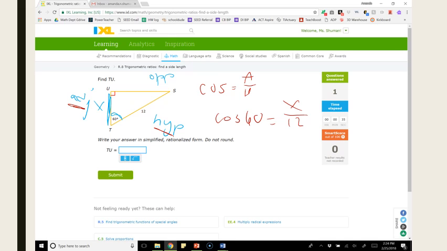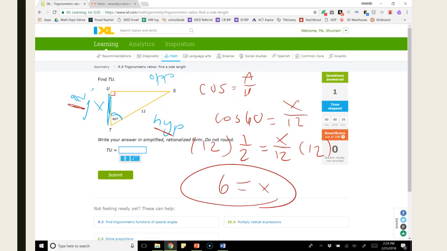Remember, 60 is one of our special degrees, so you should know what the cosine of 60 is. It's going to give me 1/2. So 1/2 is x over 12. And then I'm going to multiply both sides by 12 to get the 12 out of the denominator, and x equals 6. So our answer that we're going to put in for TU is 6.